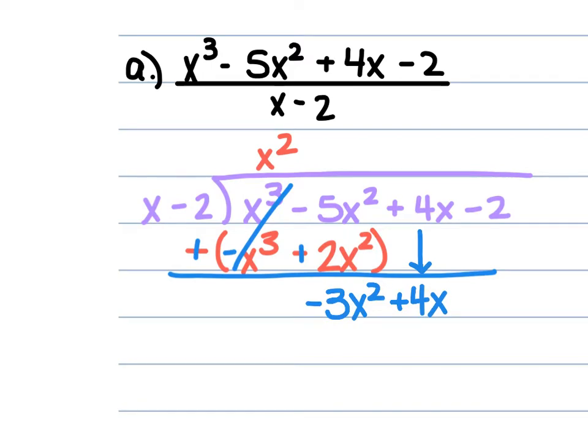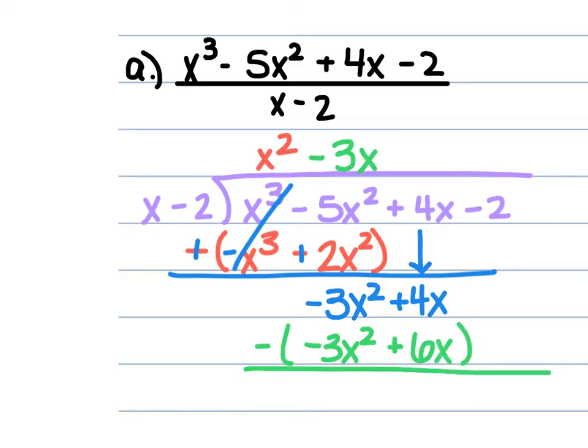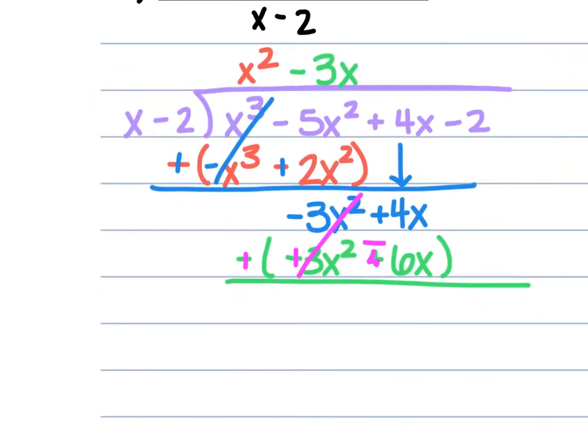So we now have the negative 3x squared plus 4x. So we're going to say to ourselves, what times the x in the x minus 2 is going to give us a negative 3x squared? Well, if we multiply it by negative 3x, we're going to get the negative 3x squared. So now multiply the negative 3x by the x and by the negative 2. So negative 3x times x is negative 3x squared, and negative 3x times negative 2 is a positive 6x. So we're going to subtract these two, and remember, subtracting is the same thing as adding the opposites. So the 3x squares cancel out, and then you have 4x minus 6x, which is negative 2x. Remember to drop down that negative 2.